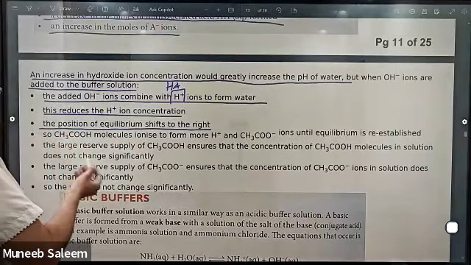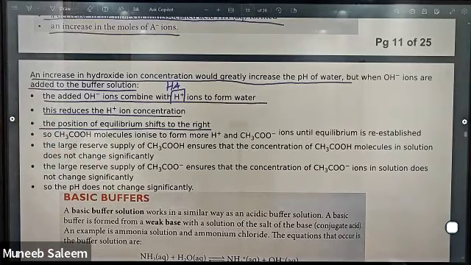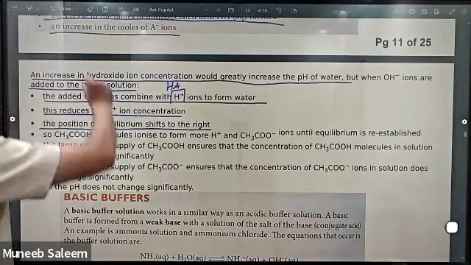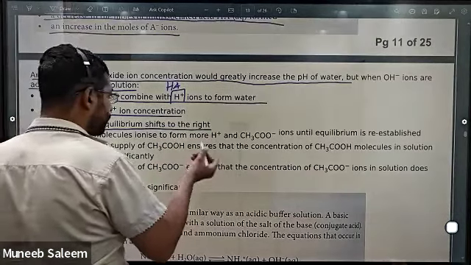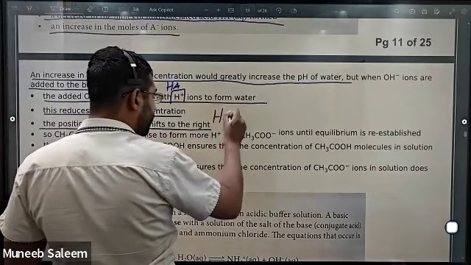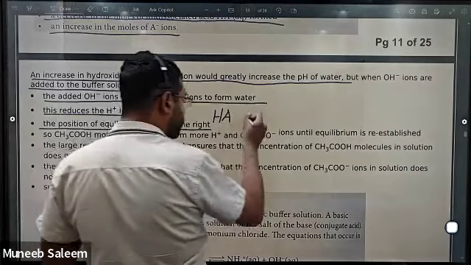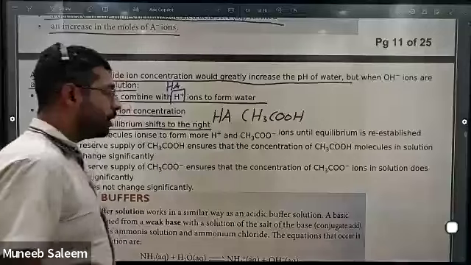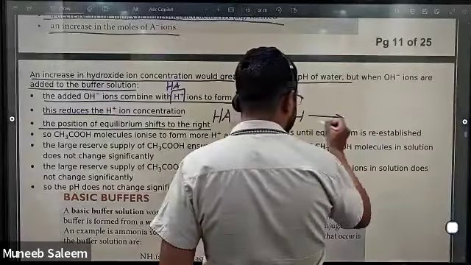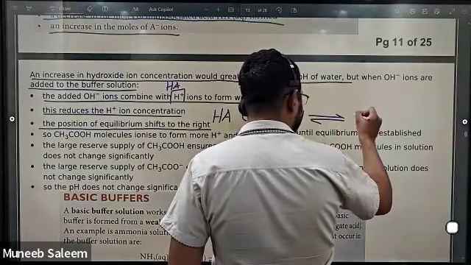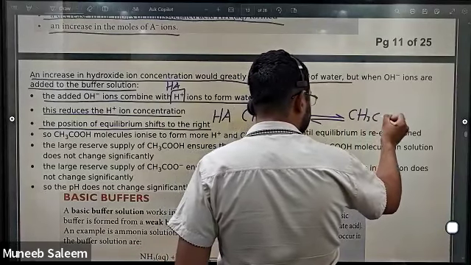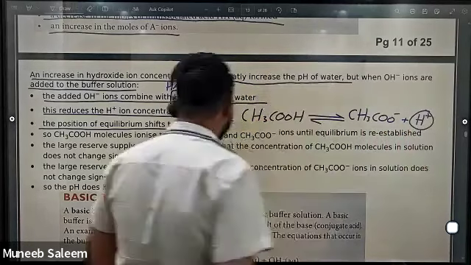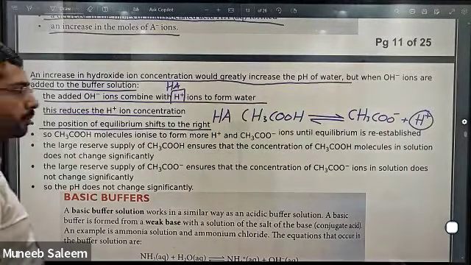So ethanoic acid molecules ionize to produce more hydrogen ions and more ethanoate ions until equilibrium is reestablished. So if you consider the example weak acid, although I always write HA as a weak acid, but if you consider CH3COOH as a weak acid, then there will be constant dissociation of this ethanoic acid into the ethanoate ion and hydrogen ions.